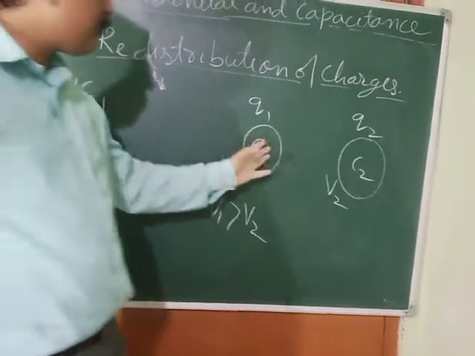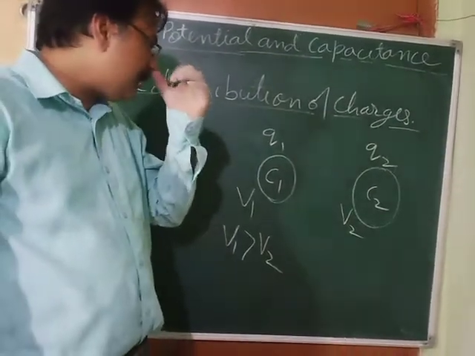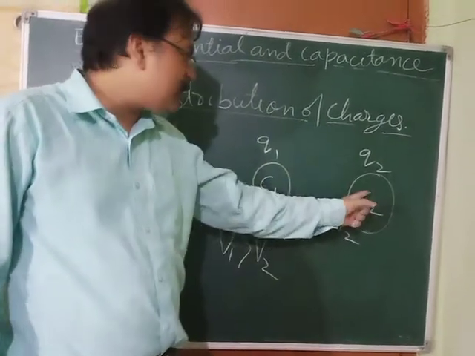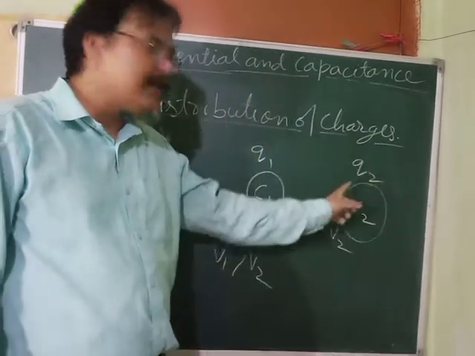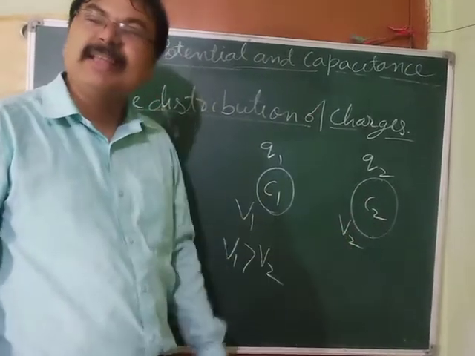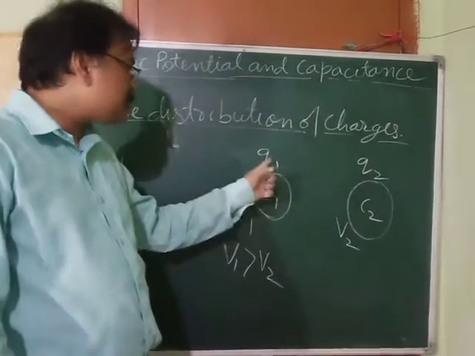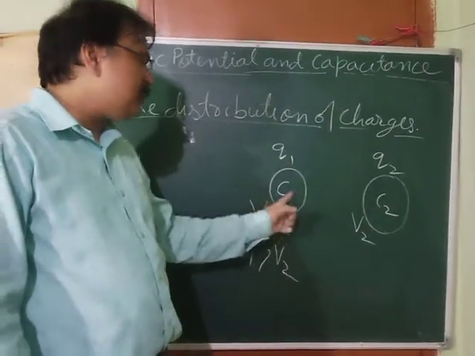Obviously charge will flow from this to this when we are bringing them in contact. And as the charge flows out of this and goes inside this, what will happen? Its charge will keep on increasing, and as its charge increases, its potential will also increase. But at the same time, charge is coming out of the other, so its charge is decreasing, and its potential is also decreasing.